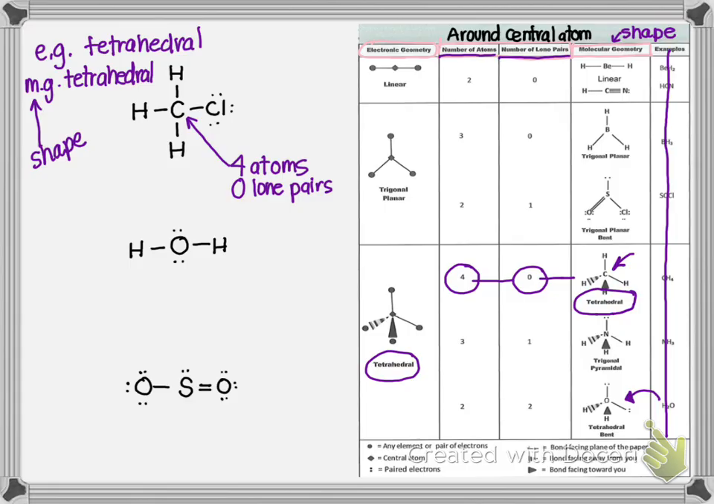Now, you will notice that anytime the number of lone pairs is 0, the electronic geometry, which is on the far left of the table, is the same as the molecular geometry, which is the shape.